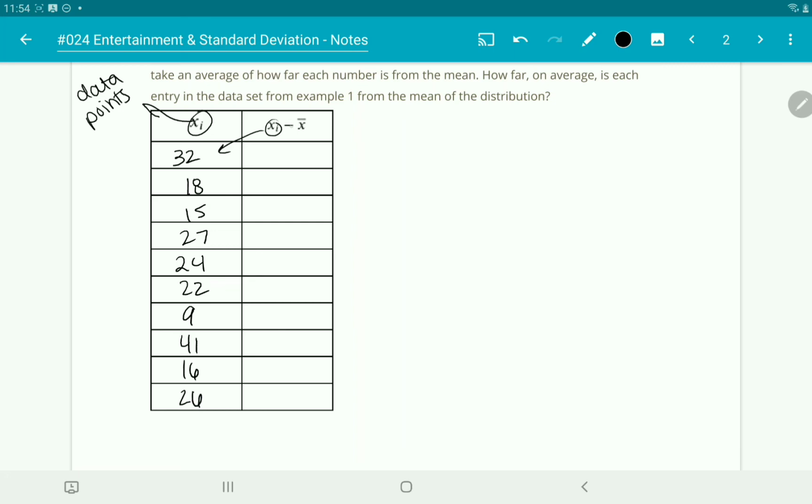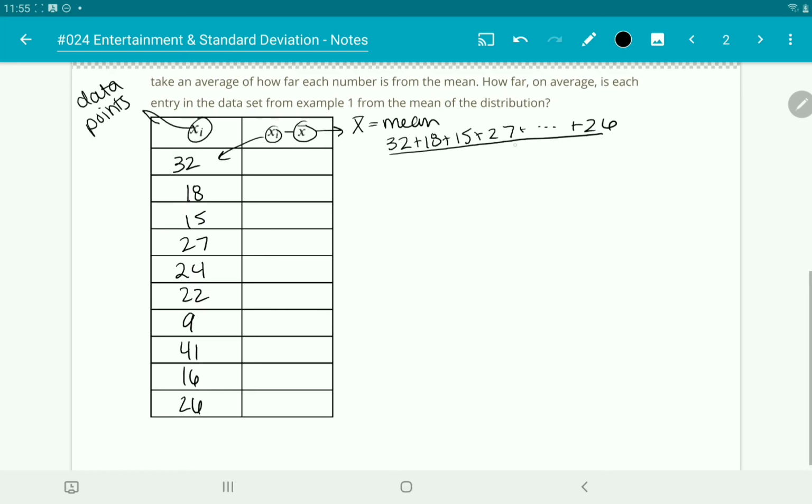That's just taking that number, and we're subtracting x bar. X bar is the mean, so the average. So if we need the average of these, we're going to take 32 plus 18 plus 15 plus 27 plus all these added together, and we're going to divide by however many numbers we have. We have 1, 2, 3, 4, 5, 6, 7, 8, 9, 10. If we add all this together and divide by 10, we get that the mean is 23. So for each of these, we're going to take xi, so the number, and subtract the mean.